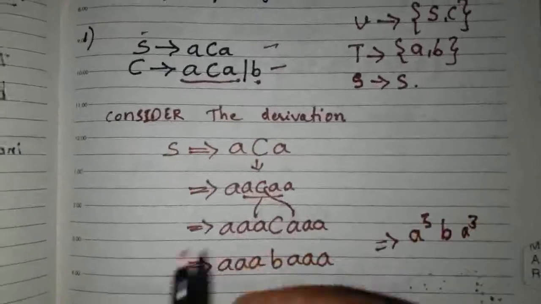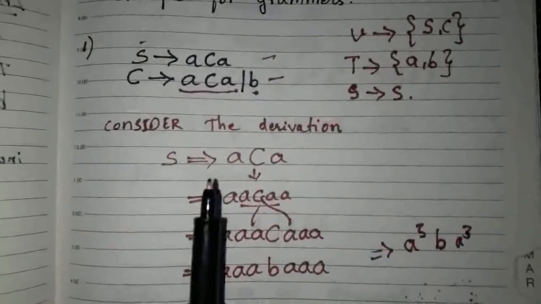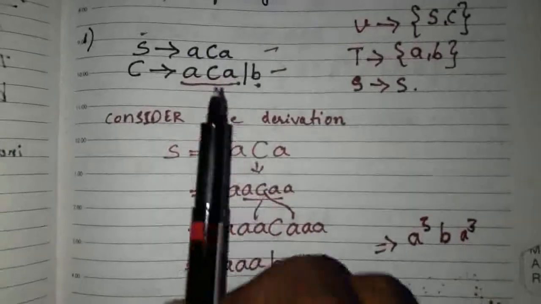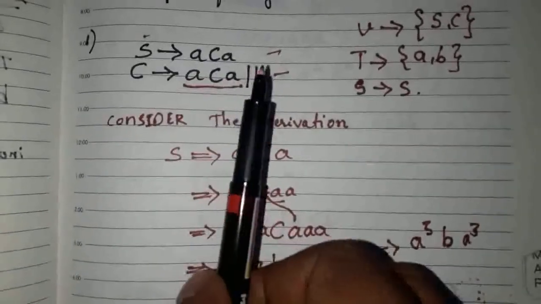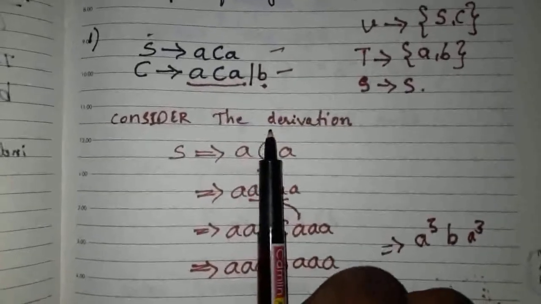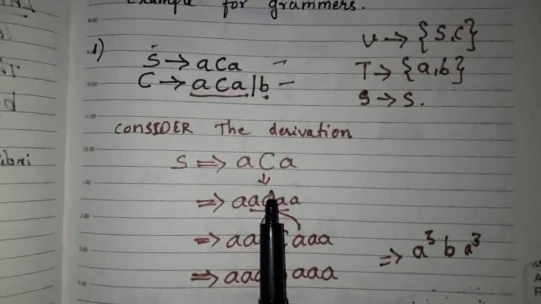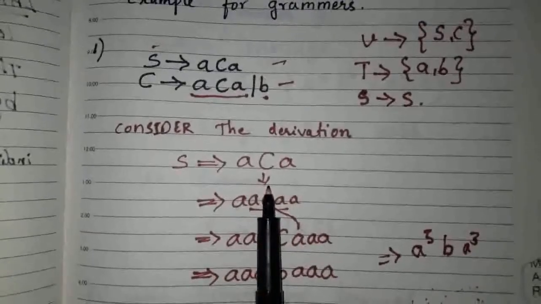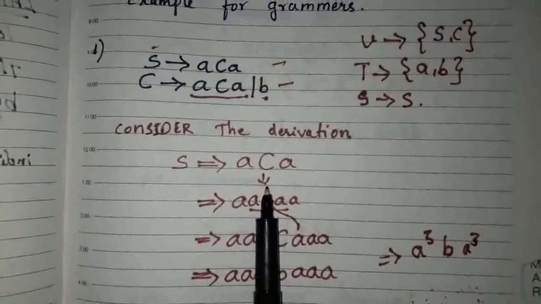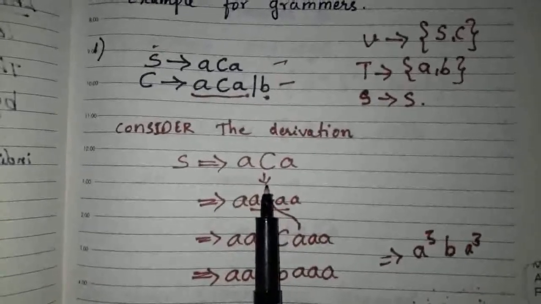Now coming back to the derivations you see here, for this C, instead of taking aCa, if I had taken b in the first step only, then you have aba. Or in the second step, if I replace C with b, I was getting 2 a's followed by b. Then I used to have 2 a's again.